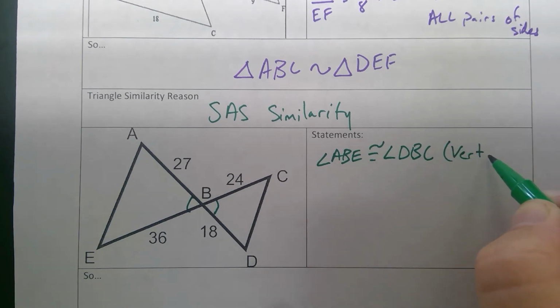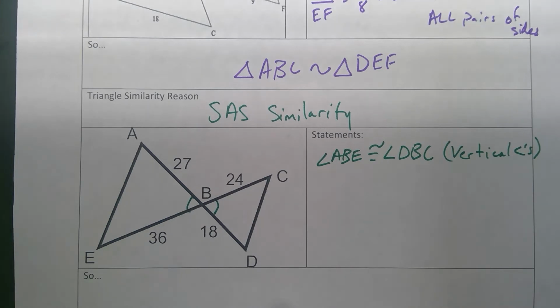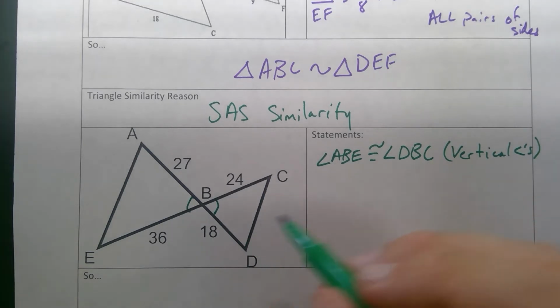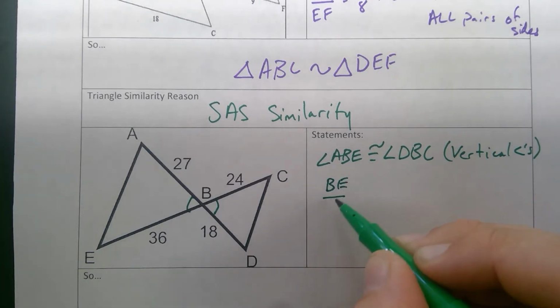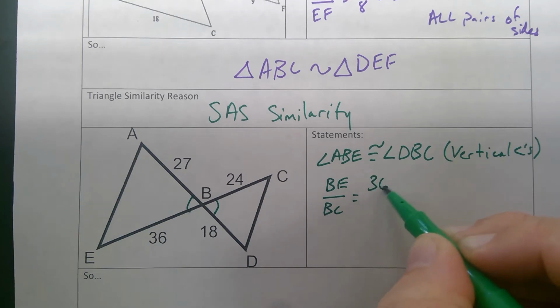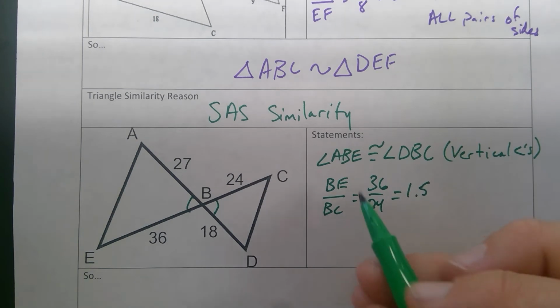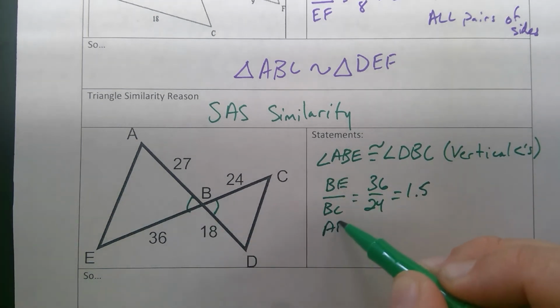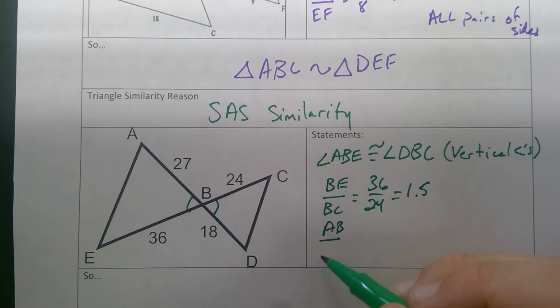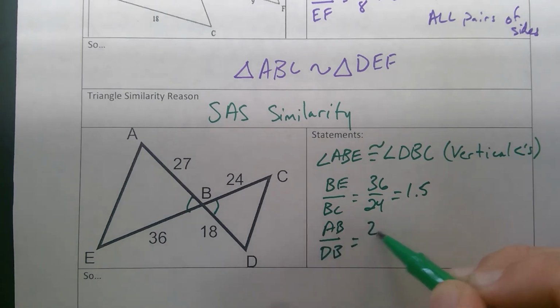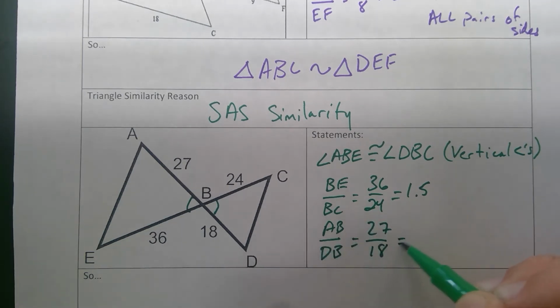I'll put that in parentheses off to the side, vertical angles. Now, we need to show our sides are proportional. Notice how our pairs of sides are next to our angle with our angle in between it. So we have BE over BC. It's 36 over 24, and that equals 1.5. And then we have AB over DB is 27 over 18, which is also 1.5.